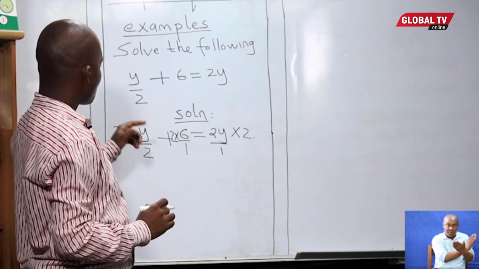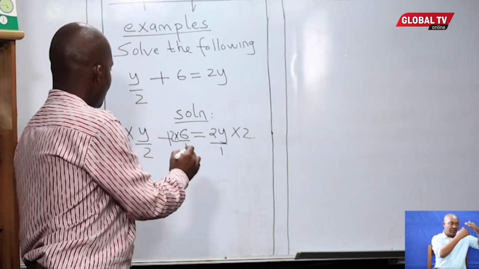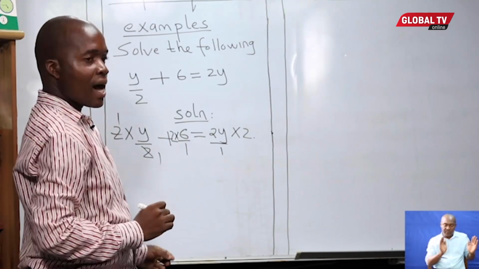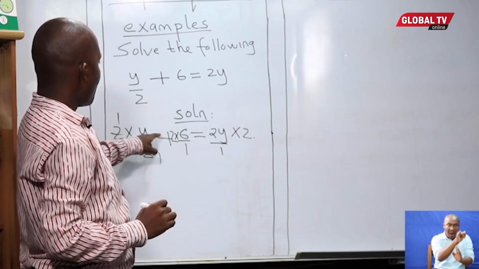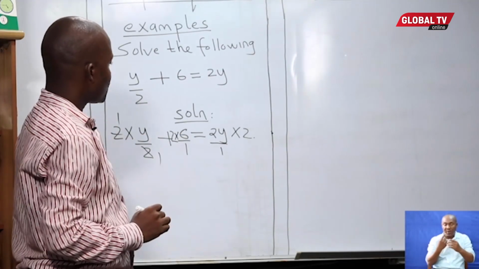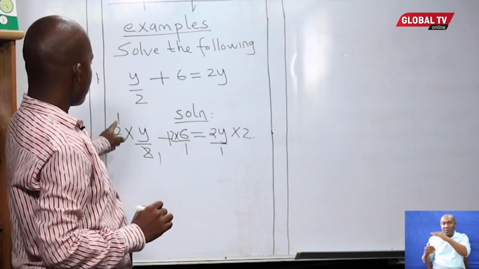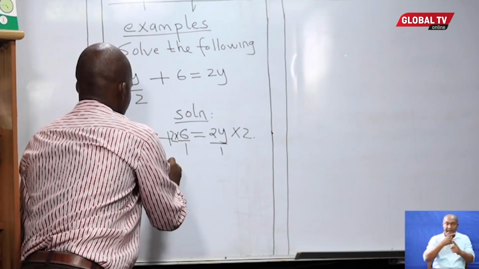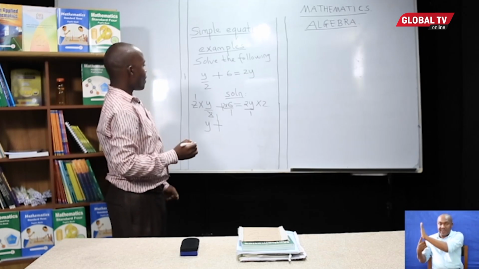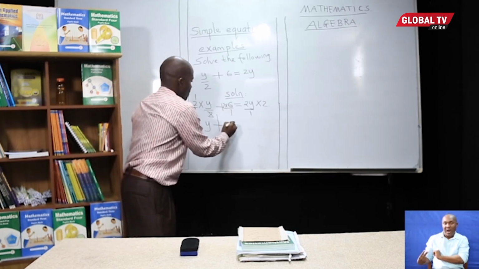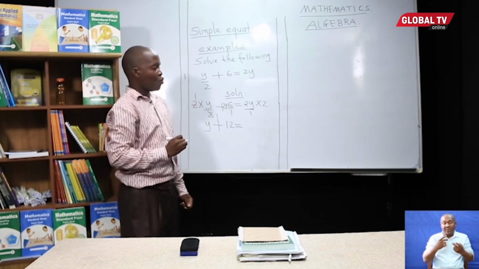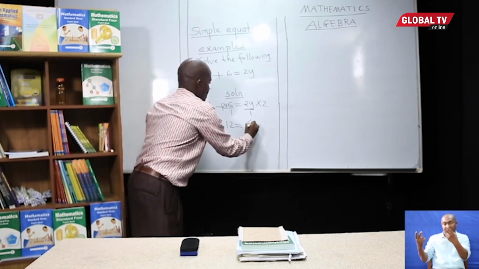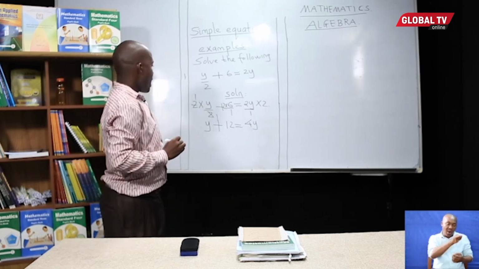Here, 2 and 2, we can simplify. 2 divided by 2 is 1. Again, 2 divided by 2 is 1. Therefore, here remain 1 times y plus 2 times 6. The answer is 2y times 2. 1 times y is y. Plus 2 times 6 over 1, the answer here is 12. The answer is equal to 2 times 2y, we get 4y.